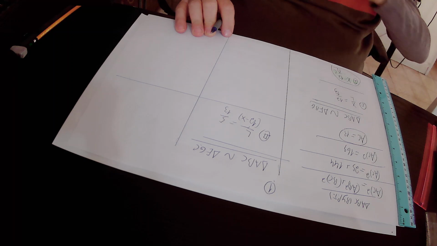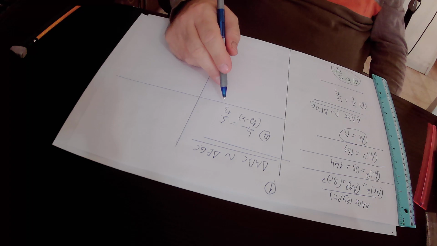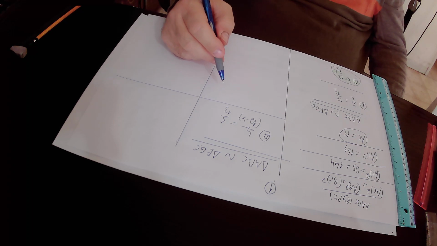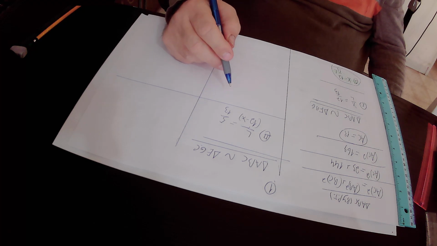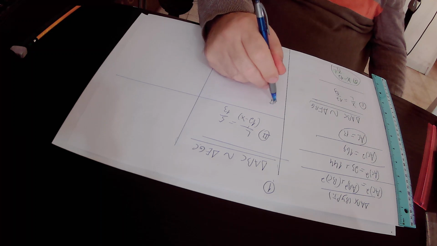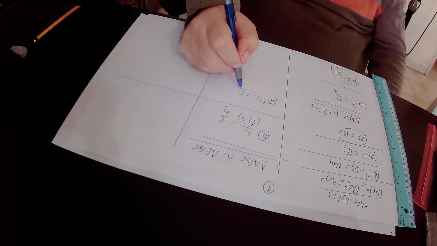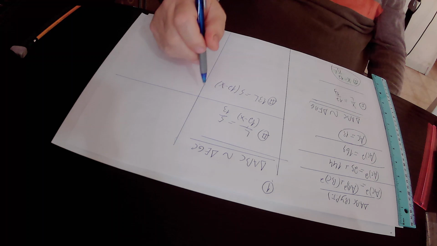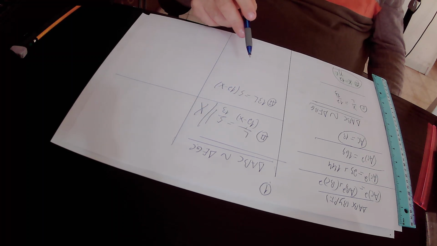Okay, so here we cross multiply this equation 2, and we get that 13L equals 5 times 12 minus x.